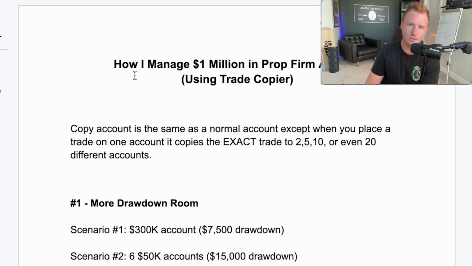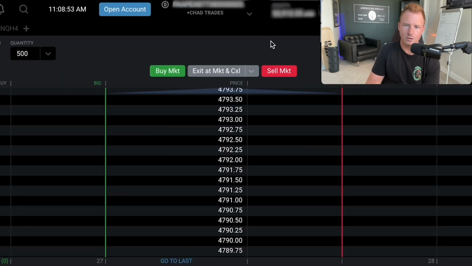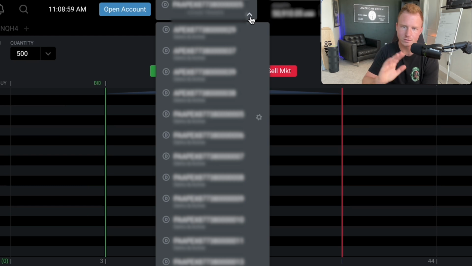But anyways, I use Tradovate with Apex, so they integrate together and it makes it super easy. And Tradovate actually has a built-in trade copier. Okay, so if we go over to Tradovate here, what you'll notice right here is we have this little drop-down menu, right? So if I click this drop-down menu, and I'm just going to blur out the numbers so you guys can't see my username.